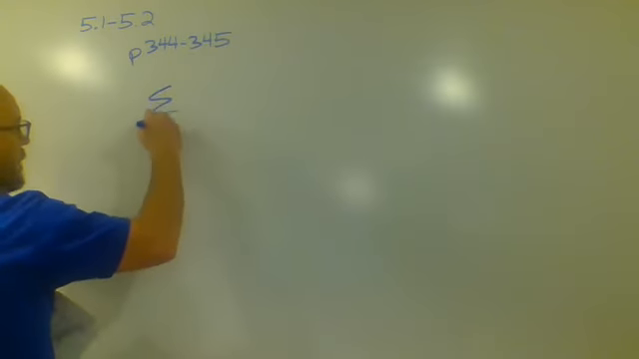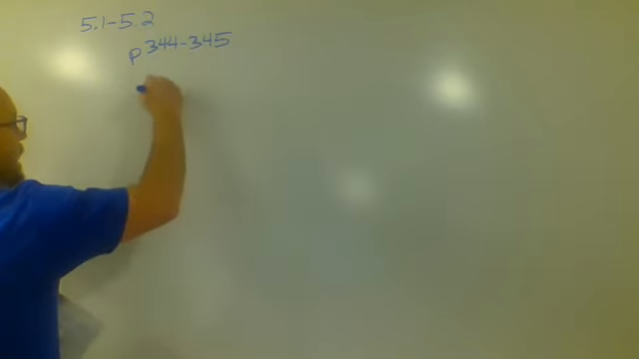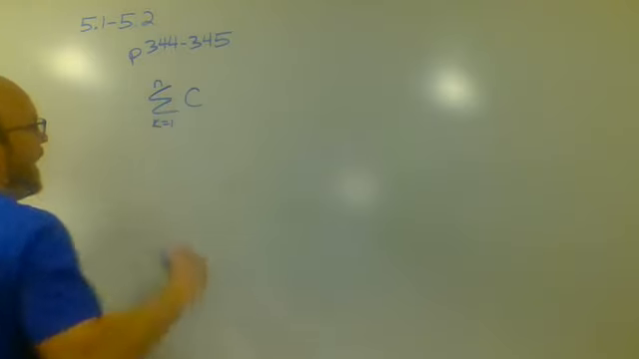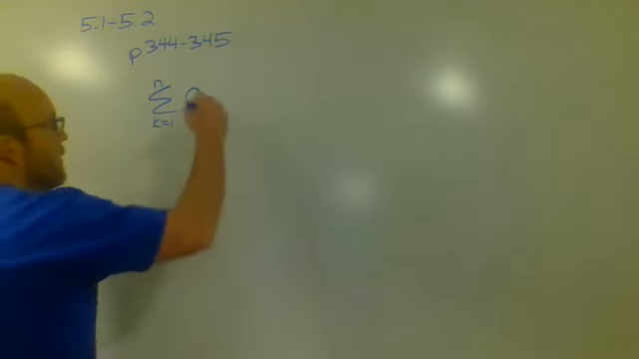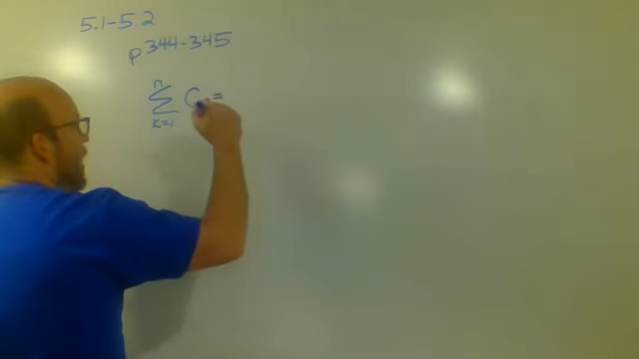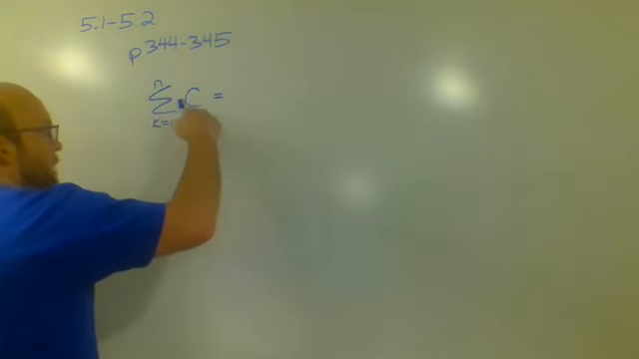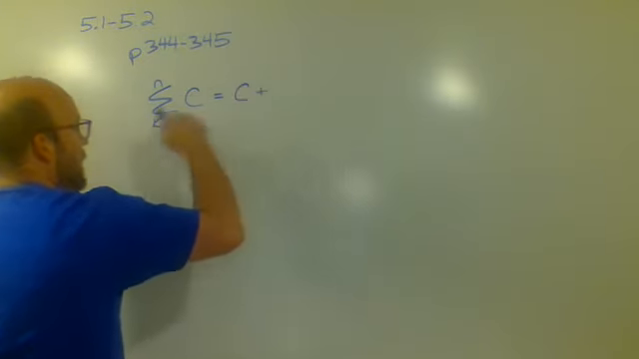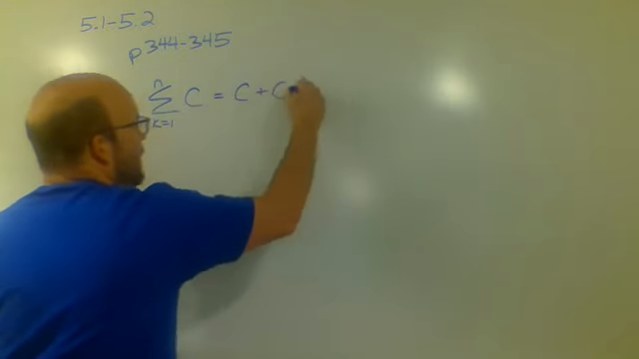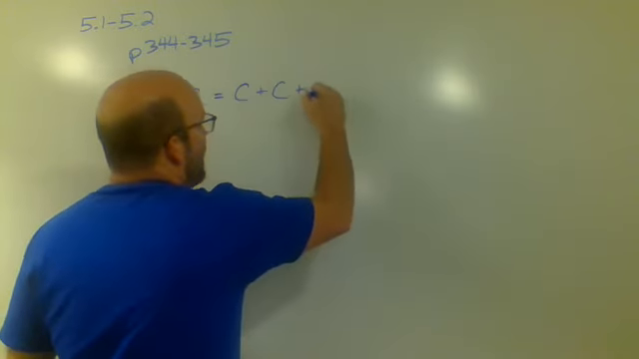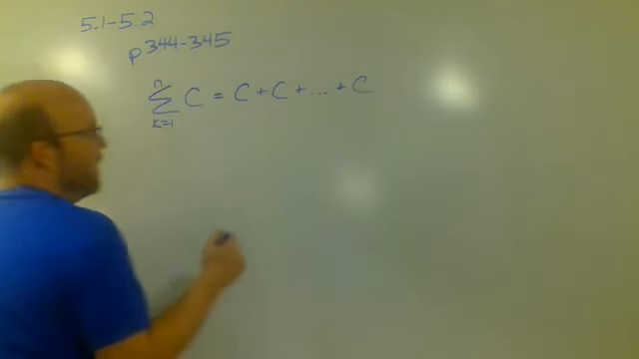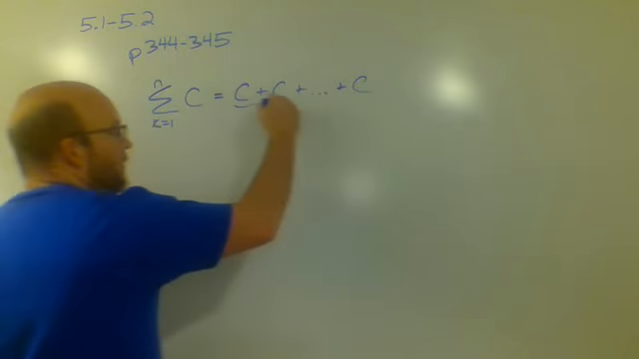So this time around, still going from k equals 1 to n, let's just say that we had a constant there. Nothing that depended on k whatsoever. If we added this up, we would say, well, if I plug in k equals 1, I get the constant. If I plug in k equals 2, I get the constant. If I plug in k equals whatever, I get the constant.